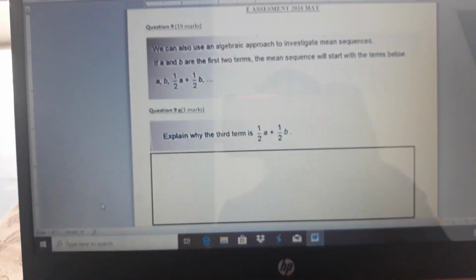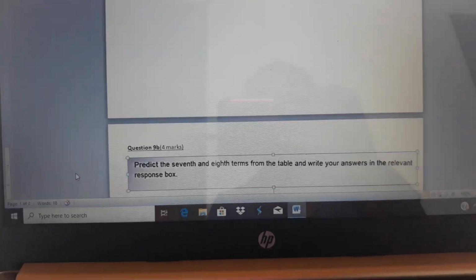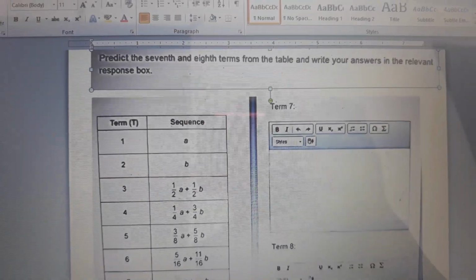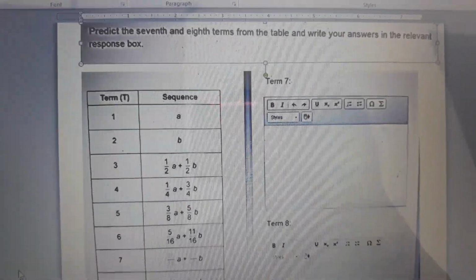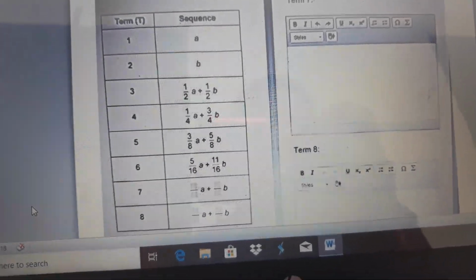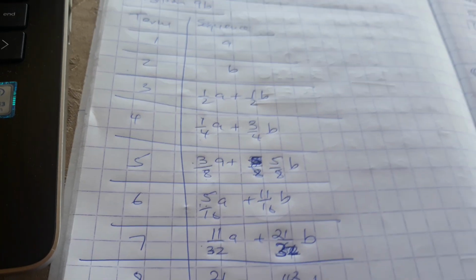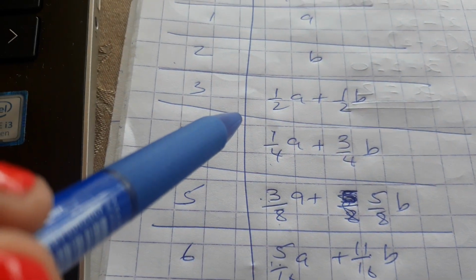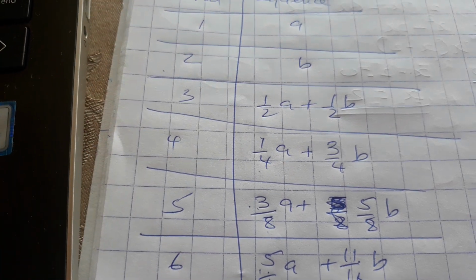Okay, 1B. It says predict the 7th and the 8th term in the table below and write your answers. So that's the table that's there on the screen, you can see. And I have also redrawn the table in my book. So we are going to look at some pattern. Looking at the pattern, we will be able to describe.